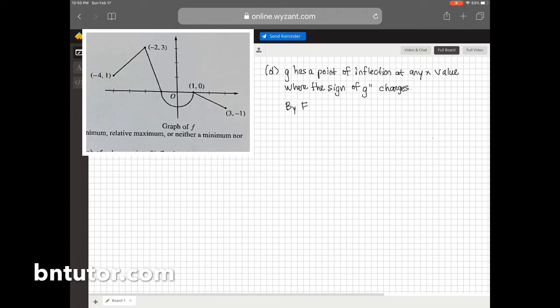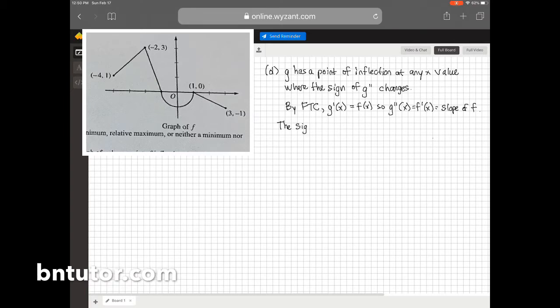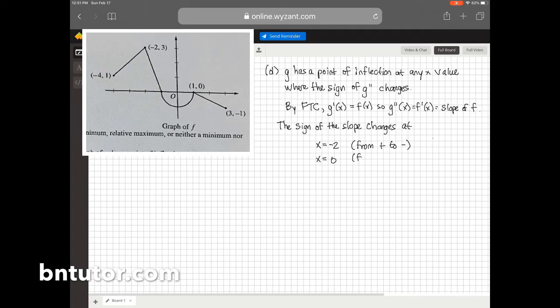Earlier in the problem, we saw by the fundamental theorem of calculus that g prime of x was equal to f of x. So the second derivative of g must be the first derivative of f, which means the slope of the f graph. So we look to the left and try to find where does the graph change from positive slope to negative slope. We see that happens at x equals negative 2. Then the graph starts to increase again when x is equal to 0. And finally, it changes from positive to negative when x is equal to 1. So these are our three inflection points at negative 2, 0, and 1.